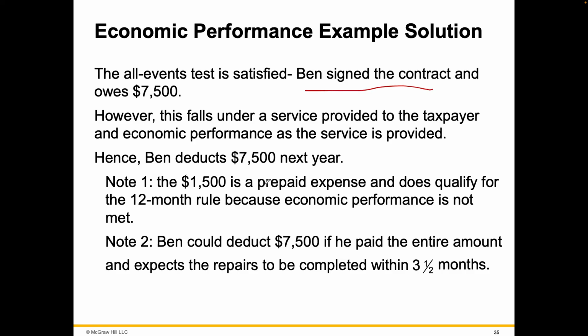So the $1,500 is a prepaid expense. It doesn't qualify for the 12-month rule. And he could deduct $7,500 if he paid the entire amount and expects the repairs to be completed within 3.5 months.